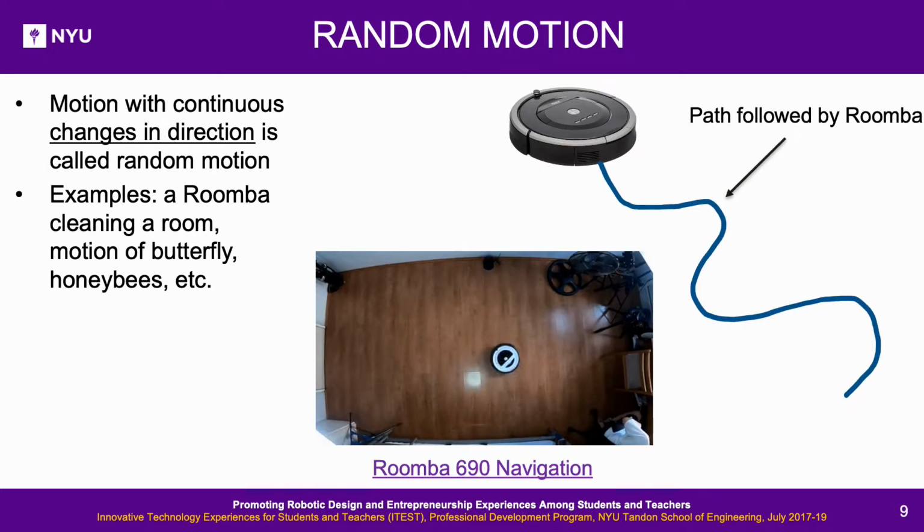Random motion. Random motion is one in which the direction of motion changes in a random manner. The motion of a Roomba navigating autonomously in a room is a good example, although there are newer models that have advanced navigation methods resulting in motion that is less random.